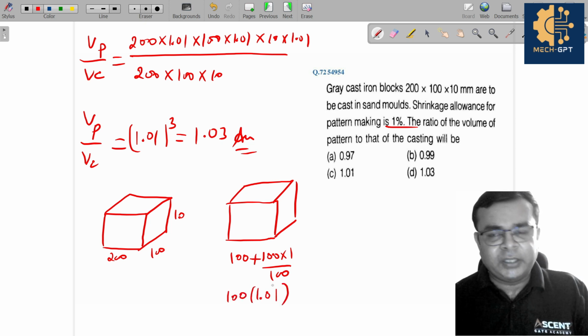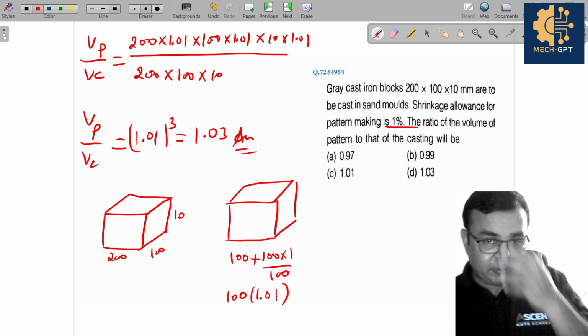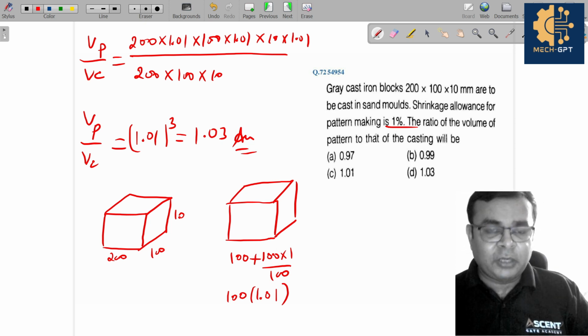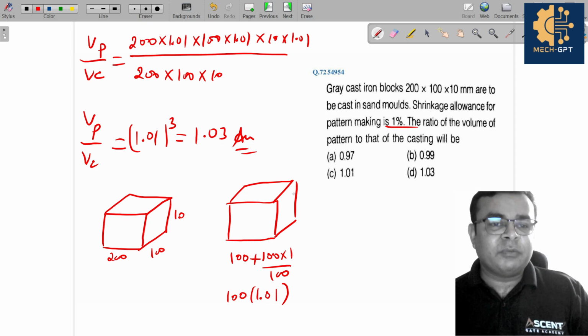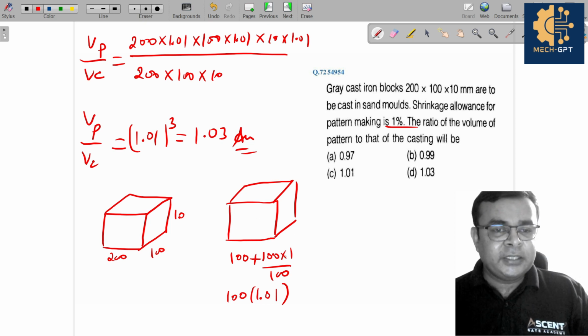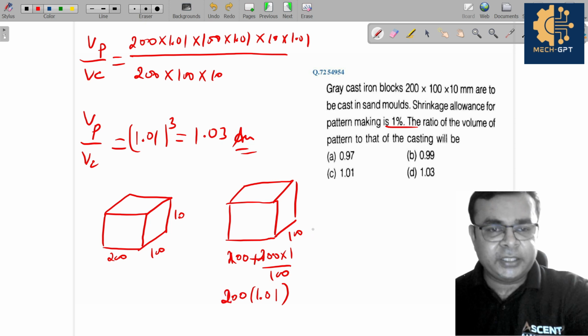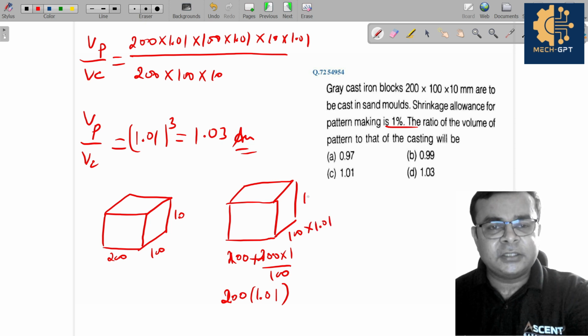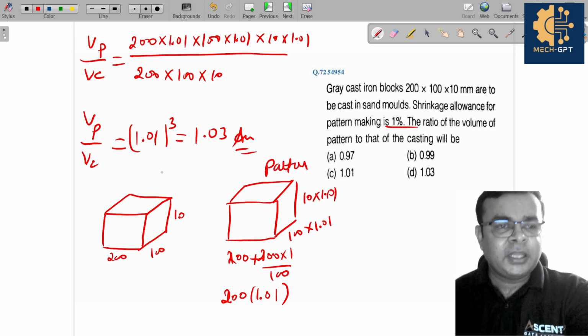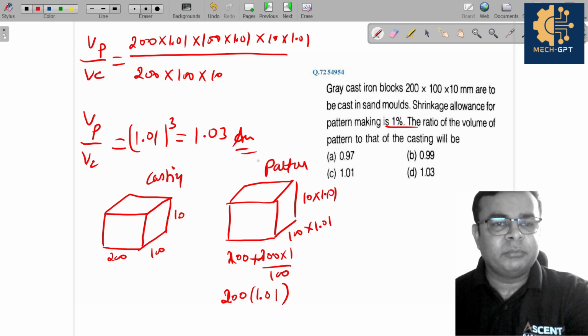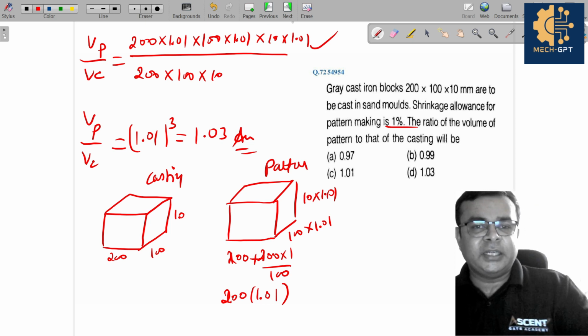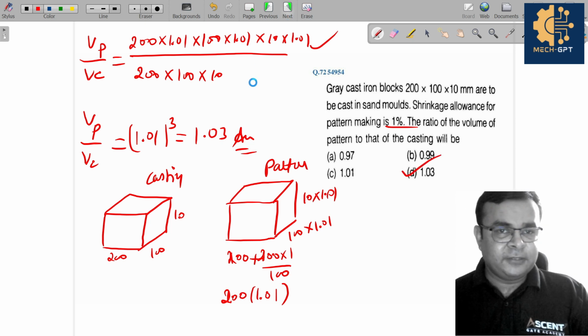So this is 1.01. And why am I writing this? We need to enlarge the pattern. So how much enlargement is required? 1%. 1% of what? 1% of the total dimension. So 100 into 1 by 100. Correct. Similarly, sorry, this is 200, not 100. Correct. And similarly for 100 you can write 100 into 1.01, and this is 10 into 1.01. Correct. So this is the pattern and this is the casting. Correct. So by putting those values in this expression, you will get the answer. So option D is the right answer.